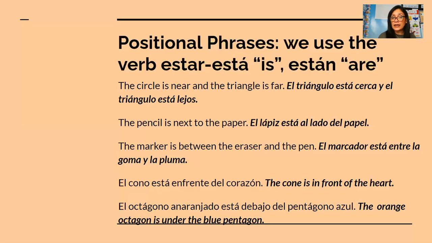El octágono anaranjado está debajo del pentágono azul. The orange octagon is under the blue pentagon. That was kind of tough to say. So if you notice, you'll have some sentences in Spanish that you have to translate to English, and some sentences in English that you have to translate to Spanish.